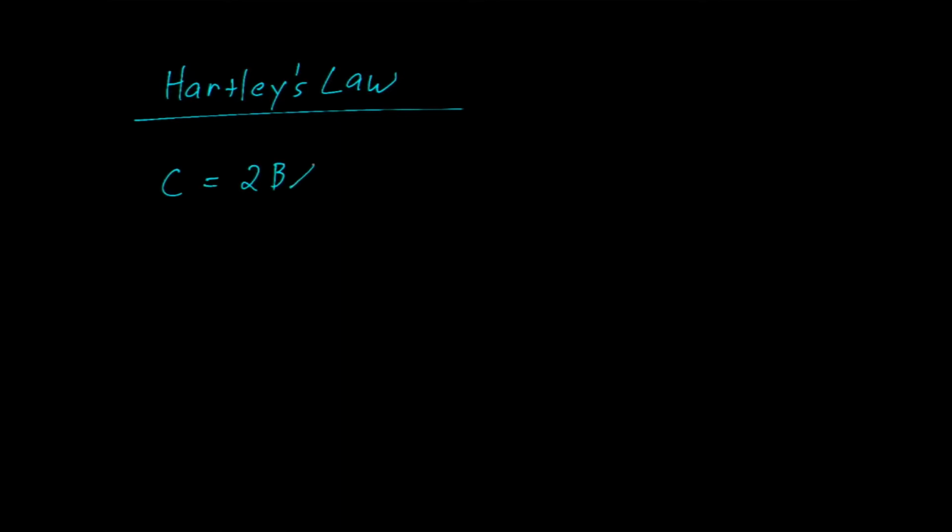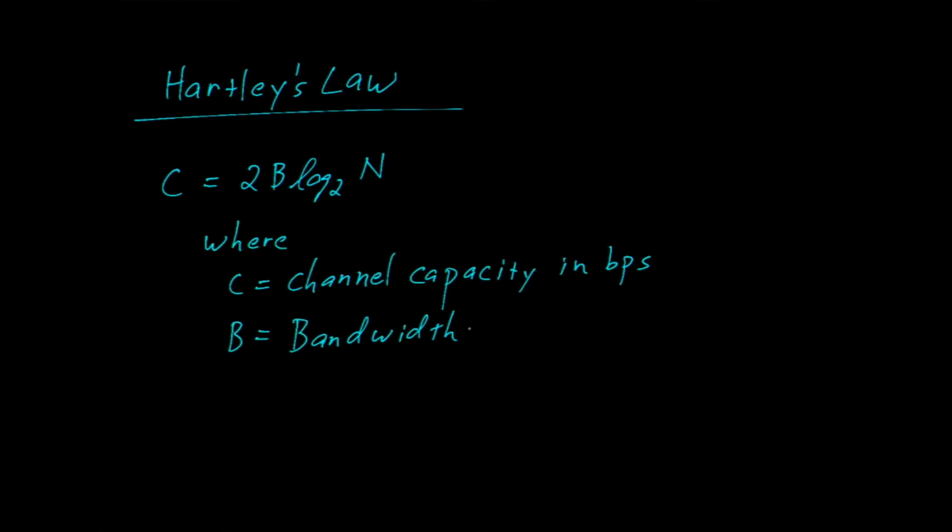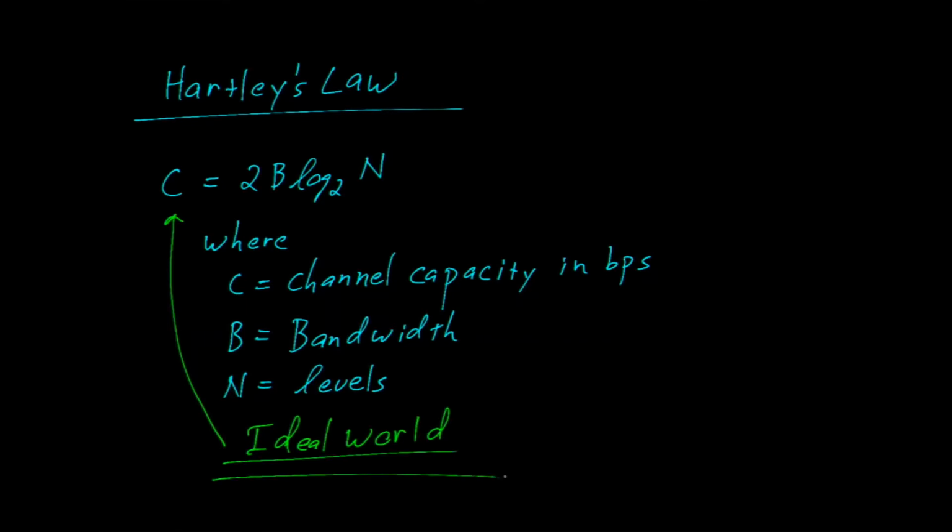The first one is known as Hartley's Law. It tells us that the channel capacity is equal to 2 times the bandwidth by the log base 2 of n, where n is the number of levels. We're going to make a big caveat here. This is only applicable to the ideal world. It says absolutely nothing about noise.